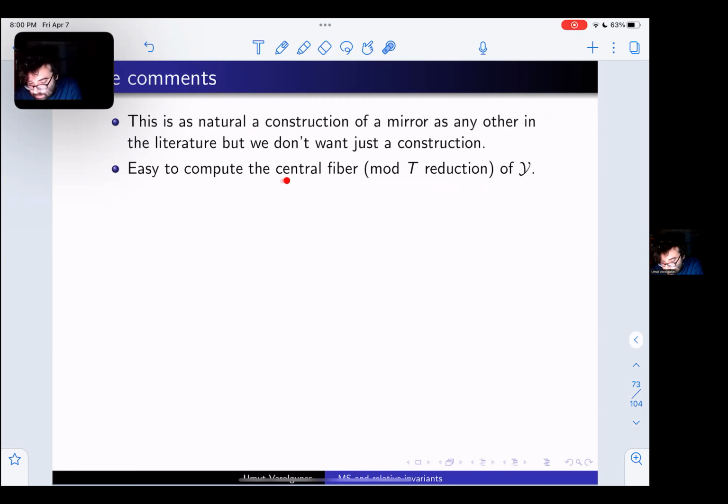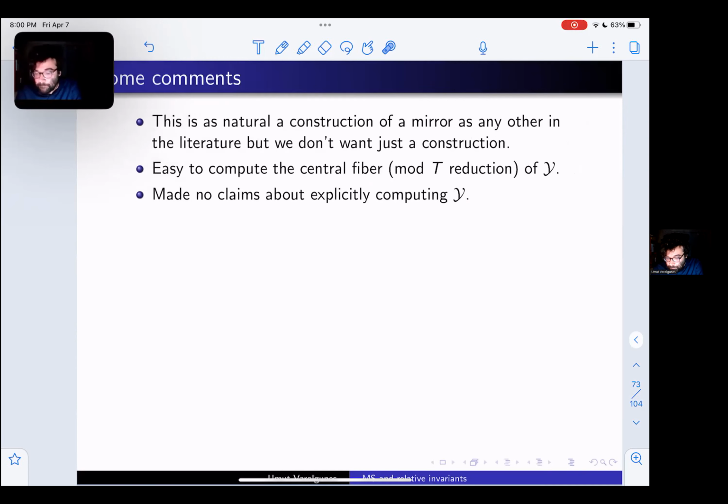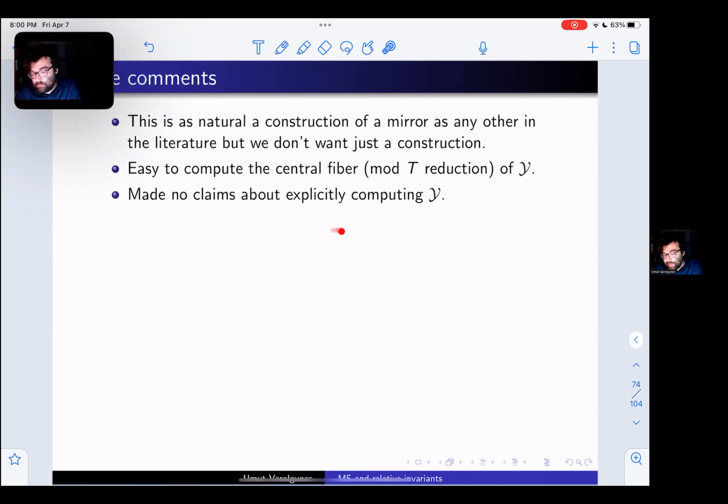Something I think is important, because of this kind of low energy limit, we know that the low energy limit is simple. You know what the central fiber of this thing is, and it's what you expect. If you constructed the mirror using any other method where you had a smoothing, not just the generic fiber, then it would be the same. But what I don't know anything about is what this mirror scheme is. That's something this approach says nothing about. I'm not telling you how to compute it at all. I'm just saying it exists.